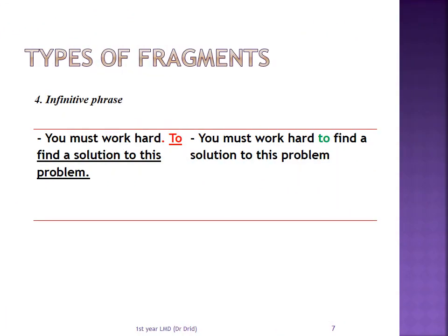The next type is the infinitive phrase. It is a phrase which starts with an infinitive, to plus verb. For example, you must work hard. To find a solution to this problem. It shouldn't be written this way. We have to drop the capital letter and the full stop and write the infinitive at the end of the sentence without a comma.